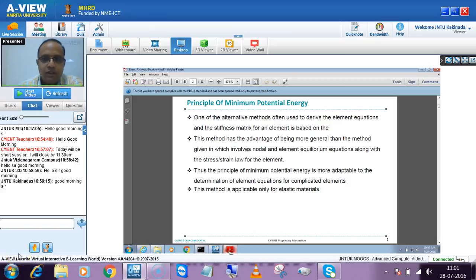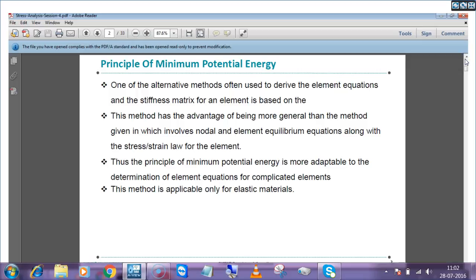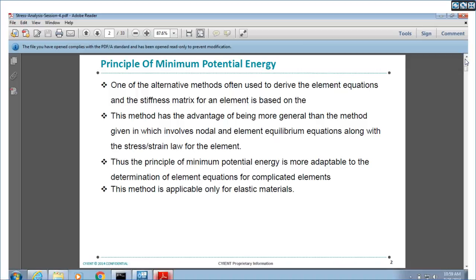Let me quickly recap what we have discussed. This is one of the alternative methods used to derive element equations and the stiffness matrix, and this method has more advantages compared to other methods because it involves not only the element equation along with stress-strain. So this method is more adaptable for determining the element equations for complicated elements. Not only that, you can use this for 2D and 3D as well.